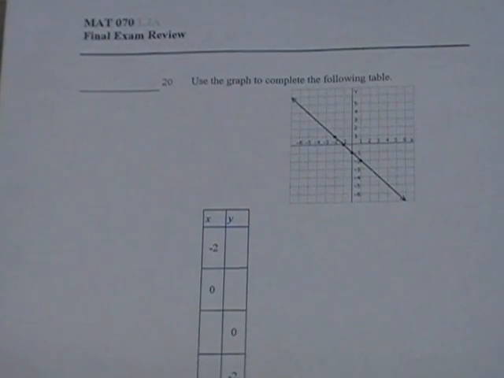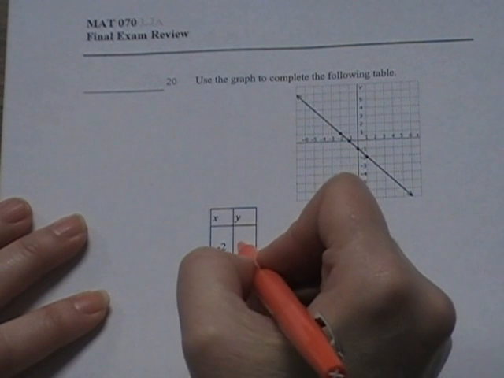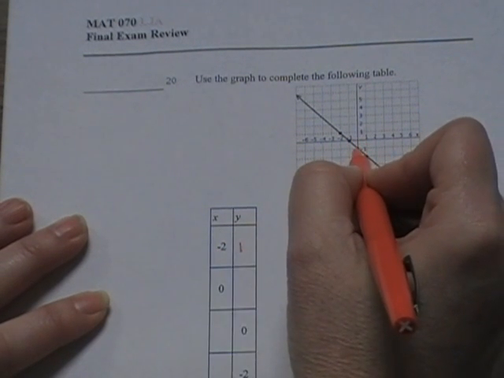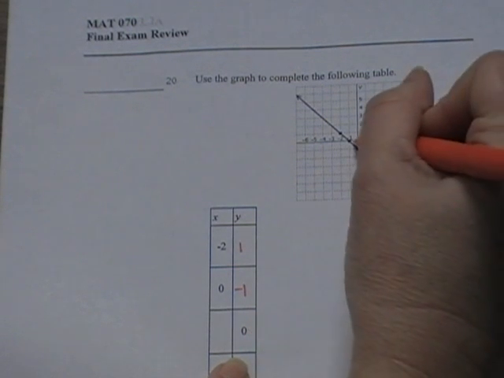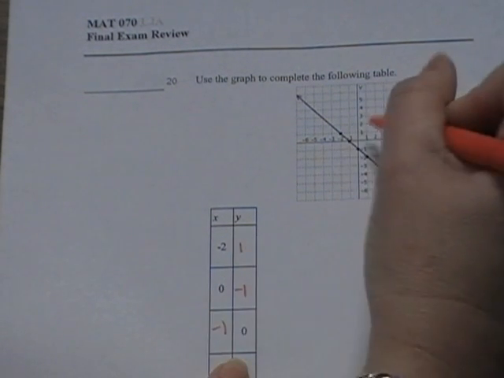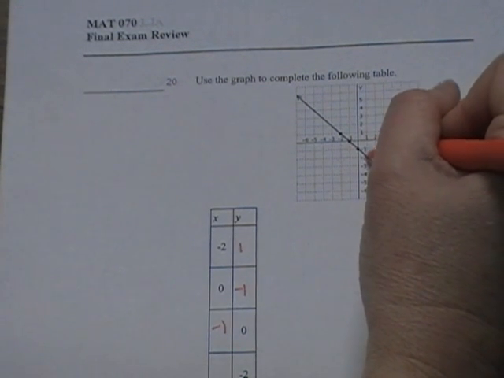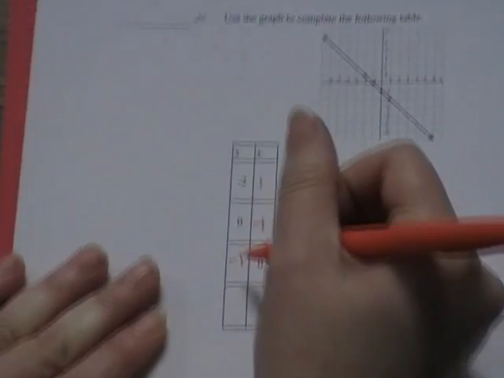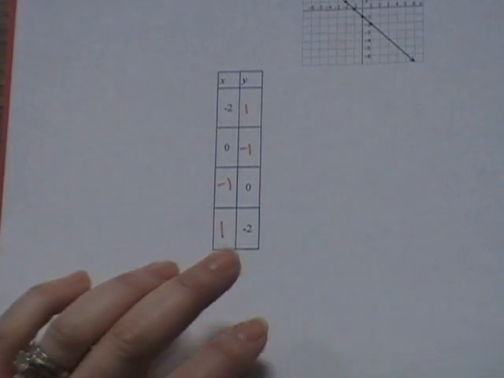20 asks you to use the graph to complete the following table. At negative 2, you were at 1. At 0, you were at negative 1. They give you the y-coordinate of 0, so the x-coordinate is negative 1 for negative 1, 0. And the y-coordinate of negative 2 corresponds to an x-coordinate of 1, so it is 1, negative 2.